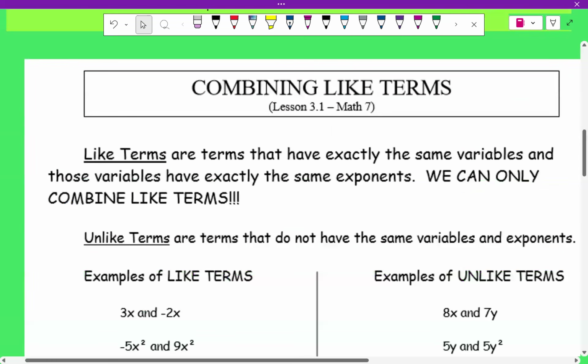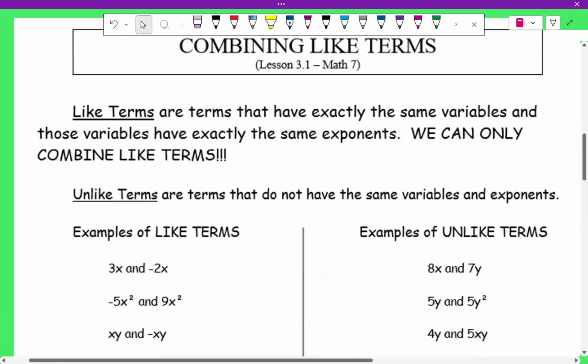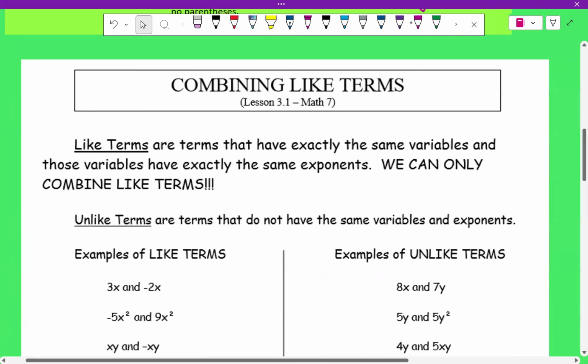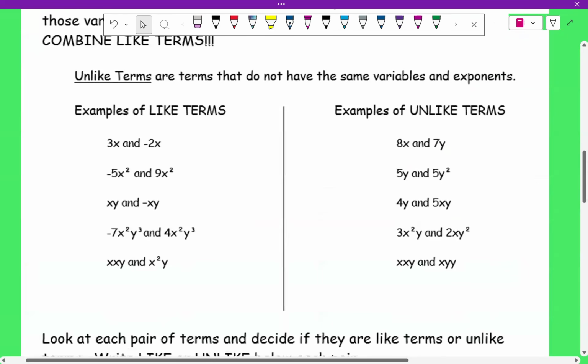So let's talk more about like terms. Like terms are terms that have exactly the same variables, and those variables have exactly the same exponents, and we can only combine like terms. If you haven't put a 9 in the upper right-hand corner of your notes, go ahead and do so. Unlike terms don't have the same variables and exponents. So let's do some examples.